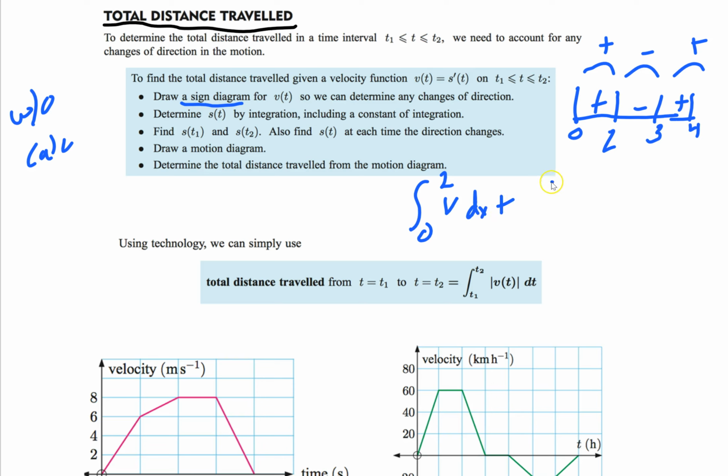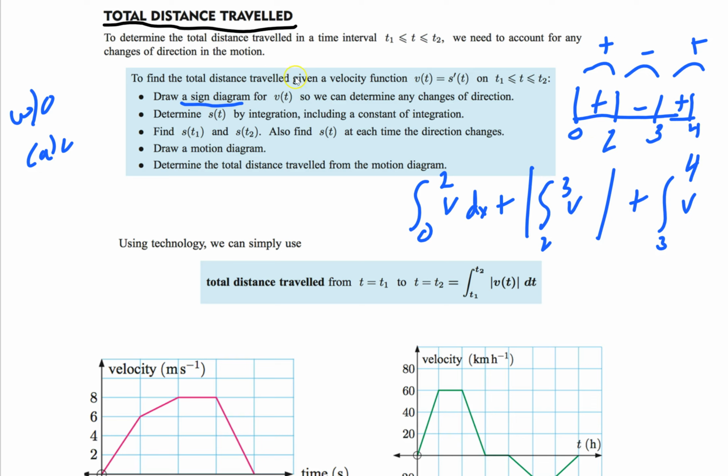And then the middle one is going to be negative. So I have to keep in mind that I'm separating it. I have to make this an absolute value, or negative it, or subtract it if you want. You have to make sure this is a positive value because you just want to add them all up. And the last one's positive too, so I don't have to worry about that one. 3 to 4.